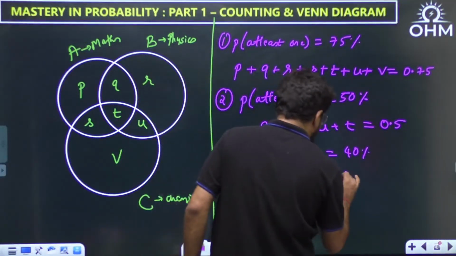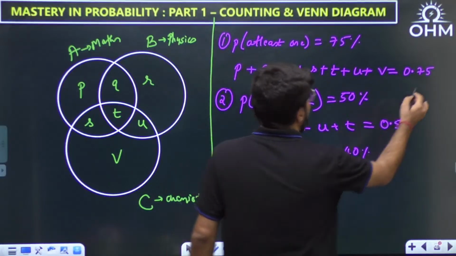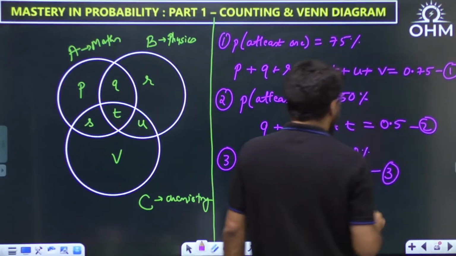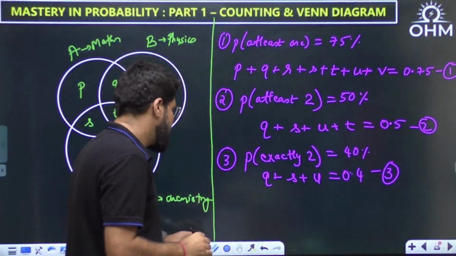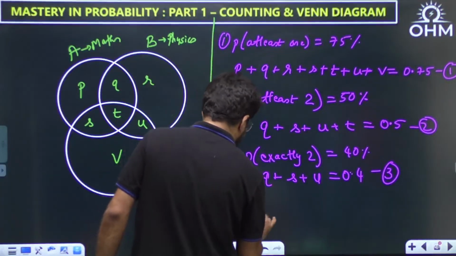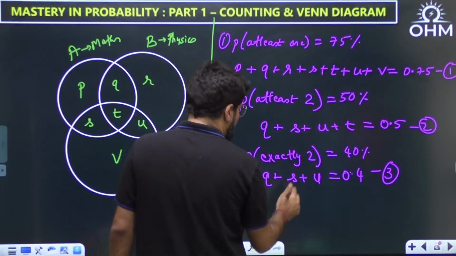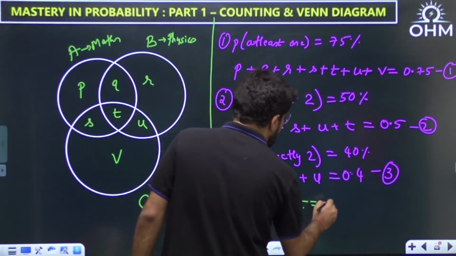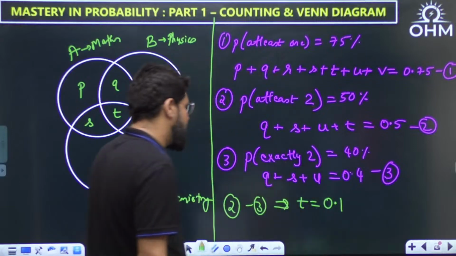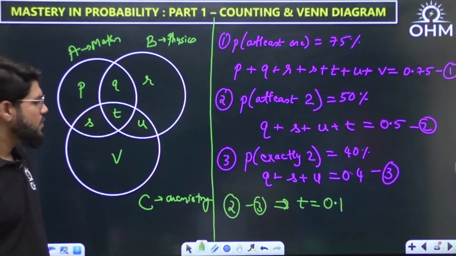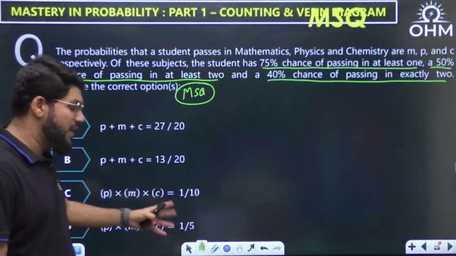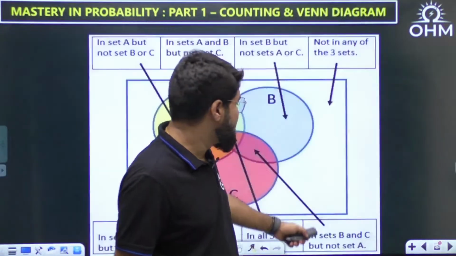So this is 0.4. So if I call them equation number 1, 2, 3 respectively, very clearly when you subtract the second and third, QSU is common, so you will only get T, and that will be 0.5 minus 0.4, which is 0.1. Okay, 0.1. Now the question is talking about P plus M plus C and P into M into C, the intersection. They are also talking about intersection, and T is what?